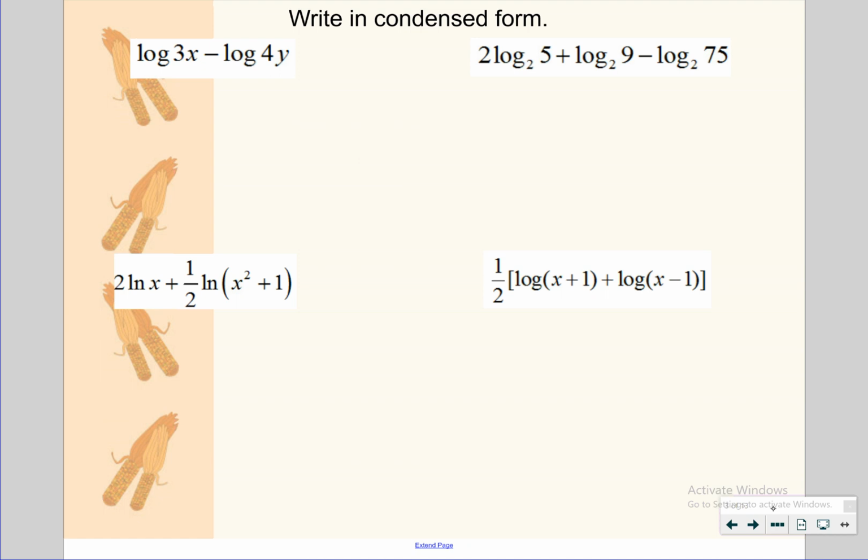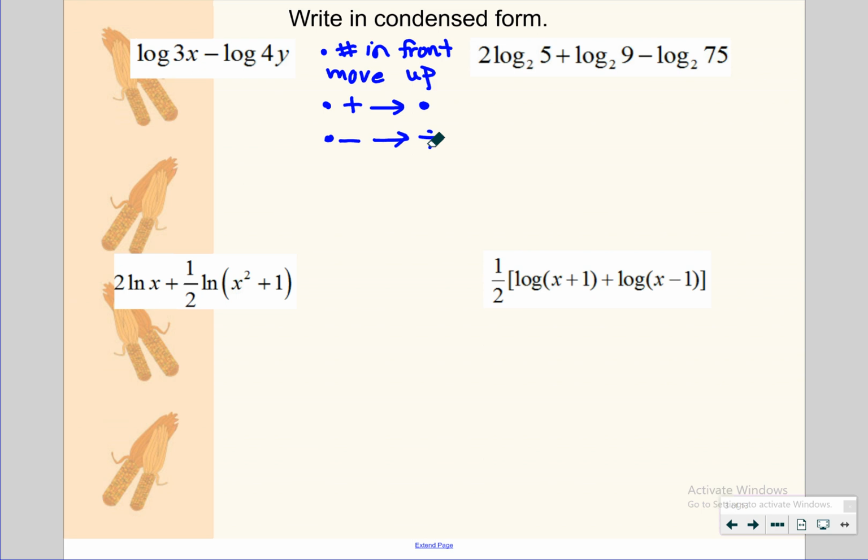Okay, so if we are condensing, there's three things you're going to look for, and it's kind of like an order of operations. The first thing we want to do is if we have any numbers in front, we're going to move them up into the exponent. Okay, so that's our power rule. Then anything that's addition, we're going to change into multiplication when we condense the logs. And anything that's subtraction, we're going to change into division when we condense the logs. Okay, and that's our product and our quotient rule. So these are the three steps that we're working through.